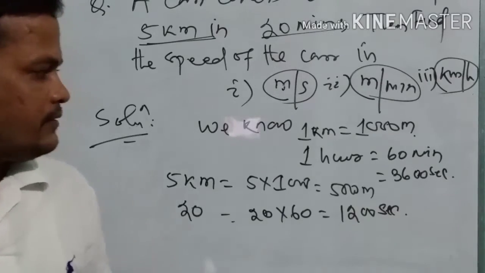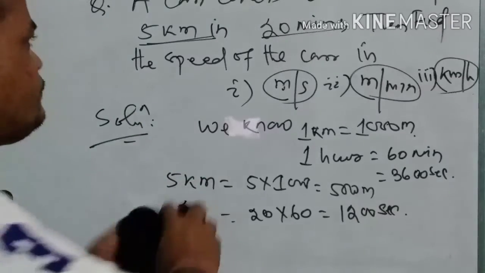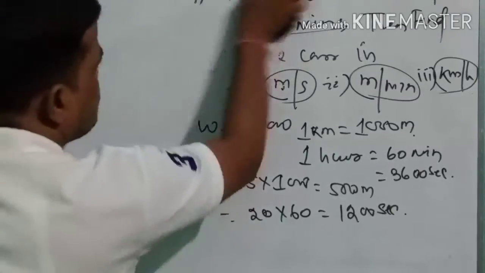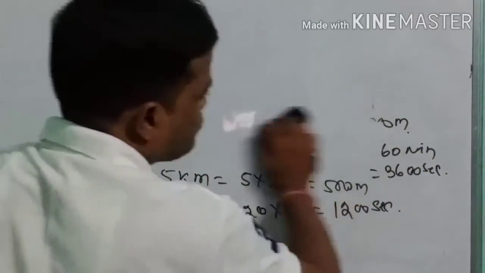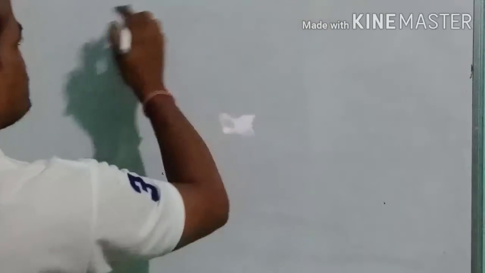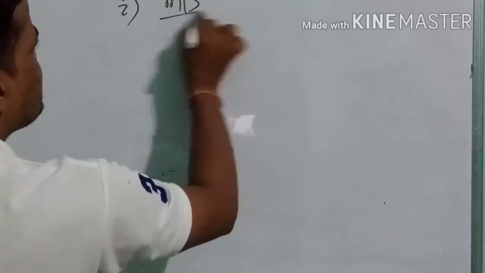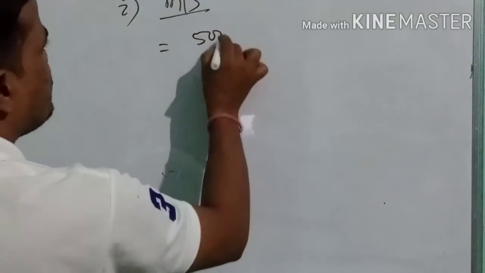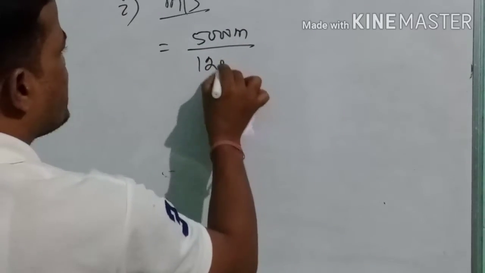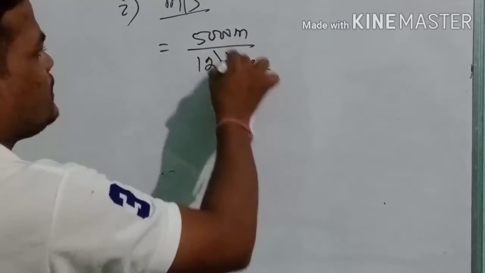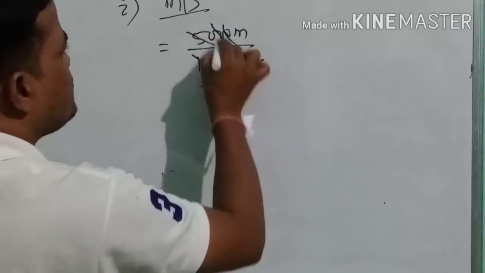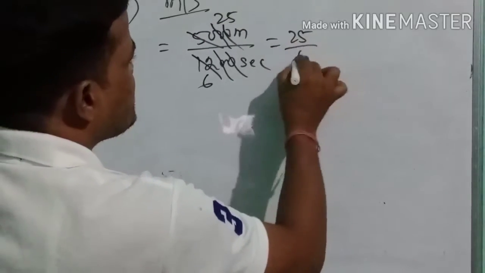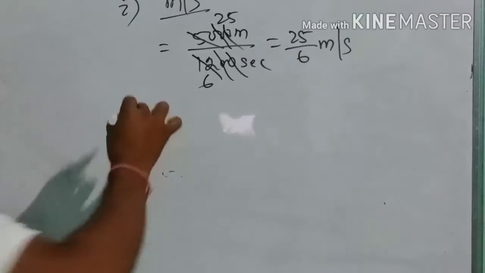Now let us see. First one, we have to calculate meter per second. So 5000 meter per 1200 seconds, so it becomes 25/6 meter per second. The first answer.